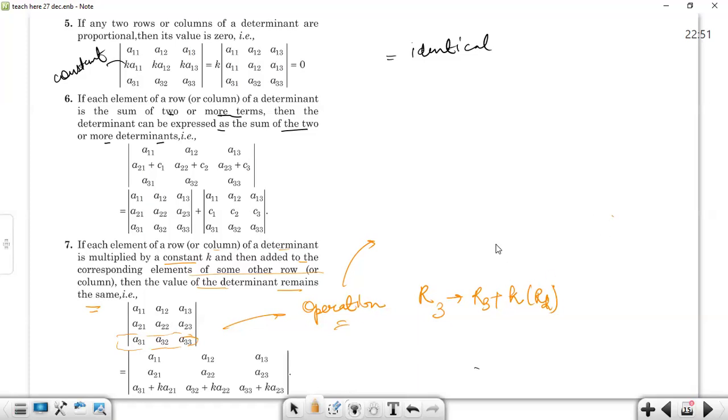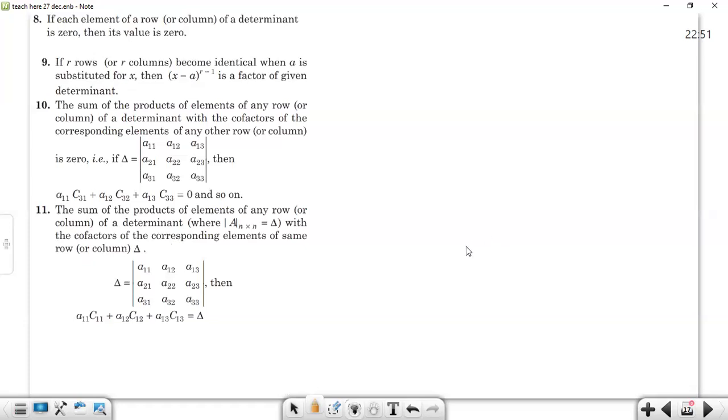One more property. If each element of a row of a determinant is 0, then its value is 0. Let's say 0, 0, 2, 4. Its value will be 0, or 0, 0, 2, 4. Its value will also be 0.